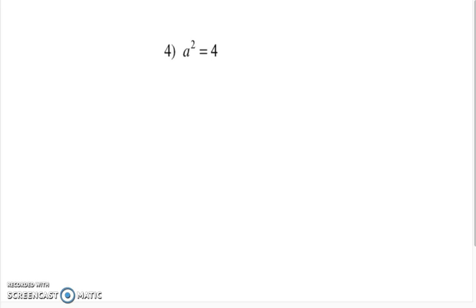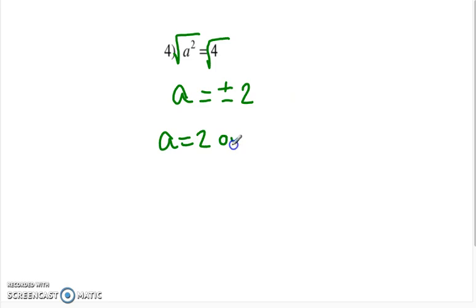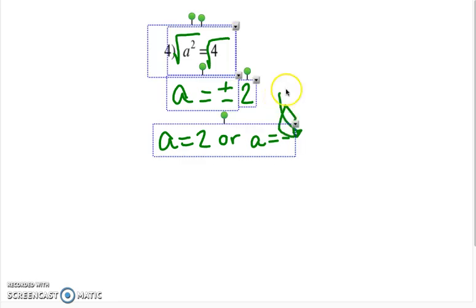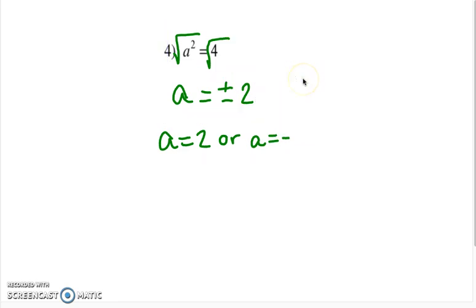Let's do number 4. For number 4, again, because we have the variable squared alone, we can take the square root on both sides. Square root of a squared is a equals plus or minus. Anytime you have an equation and you take a square root, you're going to put plus or minus. In this case, we can take the square root of 4, and the square root of 4 is 2. So we get 2, and the square root symbol goes away. So again, this means a could be 2, or a could be negative 2, and that will work.